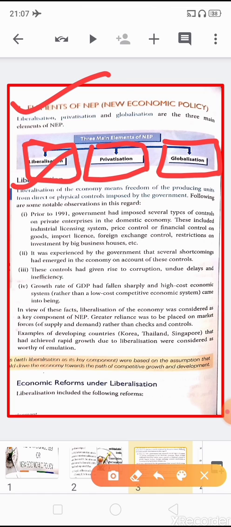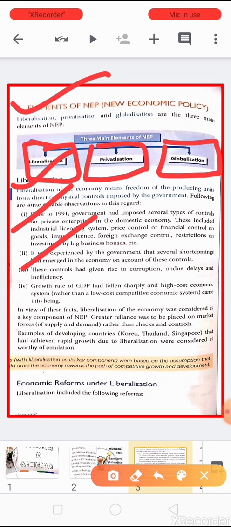The first says that prior to 1991, the government had imposed several types of controls on the private enterprises in the domestic economy, as we know. These included the industrial licensing system, price control, financial control on goods, import license, foreign exchange control, and restrictions on investment by the big business houses. Second, it was experienced by the government that several shortcomings had emerged in the economy on account of these controls. So, children, in view of the above points, we can say that liberalization of the economy was considered a key element of the new economic policies.